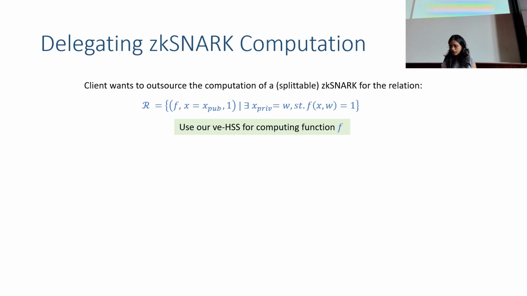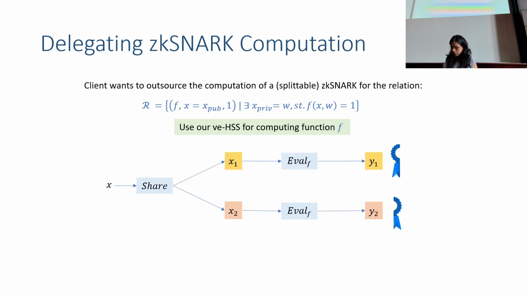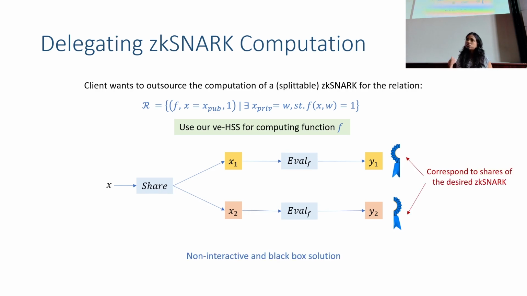So what we're going to do is use an HSS with verifiable evaluation for computing the function F, which is the relation circuit here. And when we do that, the servers will automatically also compute shares of a proof that proves exactly this relation that we wanted it to compute in the first place. So these proof shares actually correspond to the shares of the zero-knowledge SNARK that we wanted to delegate to these servers. And so here again is an example of verifiable and private delegation of cryptographic computation that you can achieve using our construction.